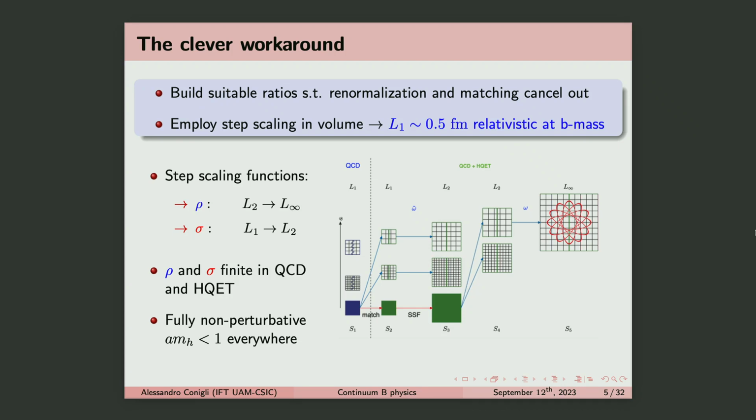And this is exactly what I'm showing here in this plot, where I'm showing you all the volumes that are involved in our computation. We start from the volume L1 of 0.5 fm, where we can truly reach the relativistic B quark scale. Then through step scaling, we evolve up to the large volume, where we are going to use CLS ensembles with volume between 4 and 5 fm. Therefore, in the rest of this talk, I'm going to introduce these major objects, rho and sigma, which are the step scaling functions connecting the volume L2 to L_CLS and L1 to L2, respectively.